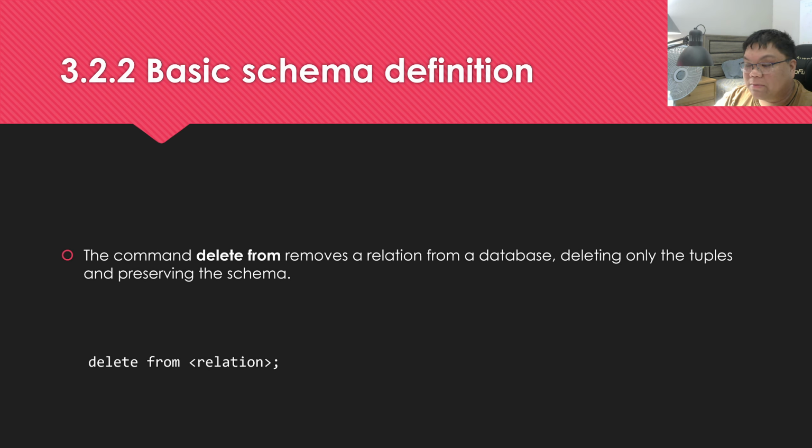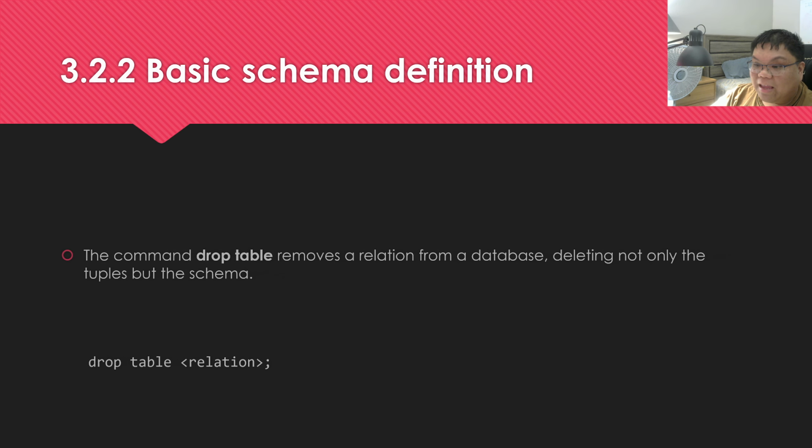Delete from removes the tuples from a relation in a database, but it preserves the schema. So it basically empties out the table. Drop table, however, removes the relation in addition to removing everything stored in the table. So not only have you removed everything from the table, you've also removed the table itself.